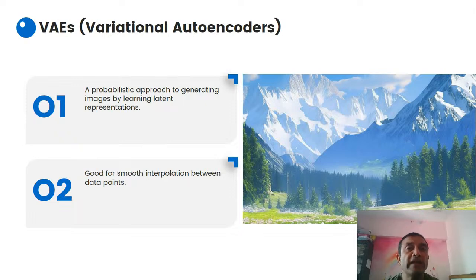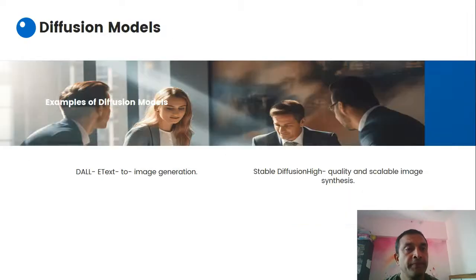Now variational autoencoders, right? A probabilistic approach to generating images by learning a latent representation. You can specify a latent, and based on that the image can be generated. It is good for smooth interpolation between data points, right? So these are models used for interpolation and for learning latent representations, right?